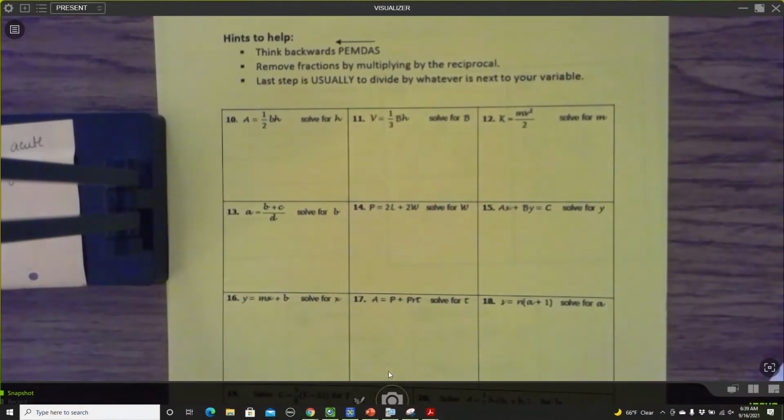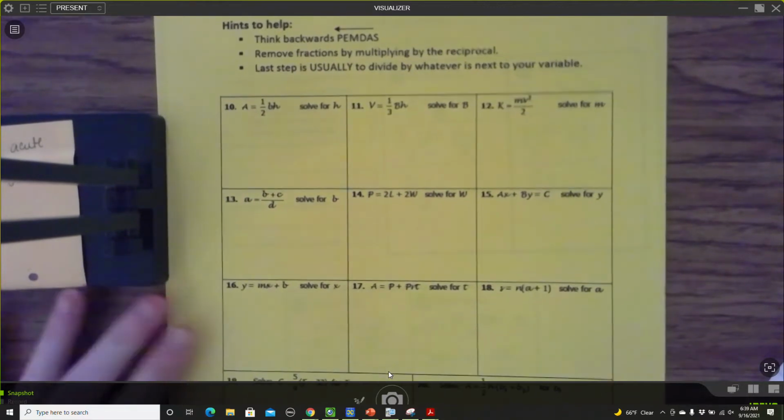And so some more helpful hints, remember to think backwards. We do PEMDAS backwards. We always get rid of the addition and the subtraction first. Then we get rid of the multiplication and division. We remove fractions by multiplying by the reciprocal. And the last step is usually to divide by whatever is next to your variable. So that's always your last step, getting rid of what's shoved up against the variable.